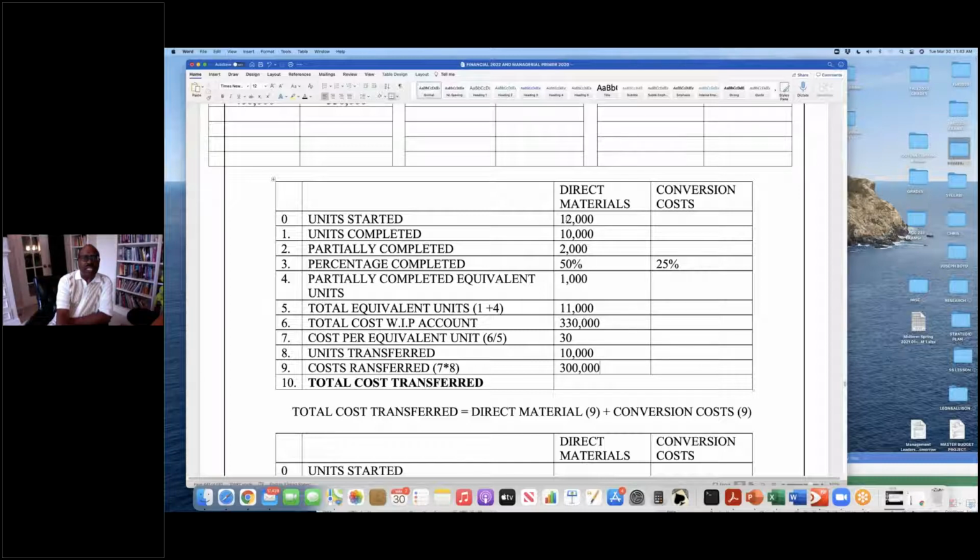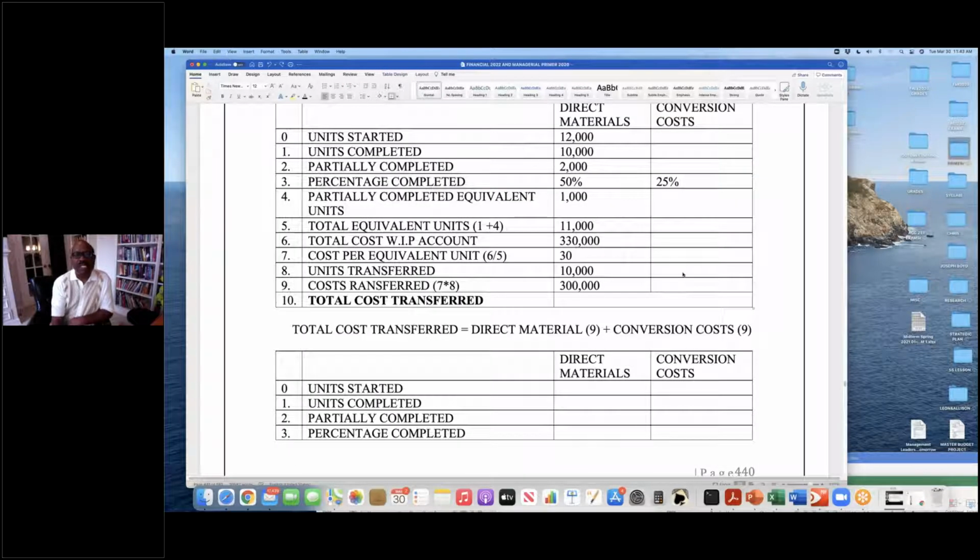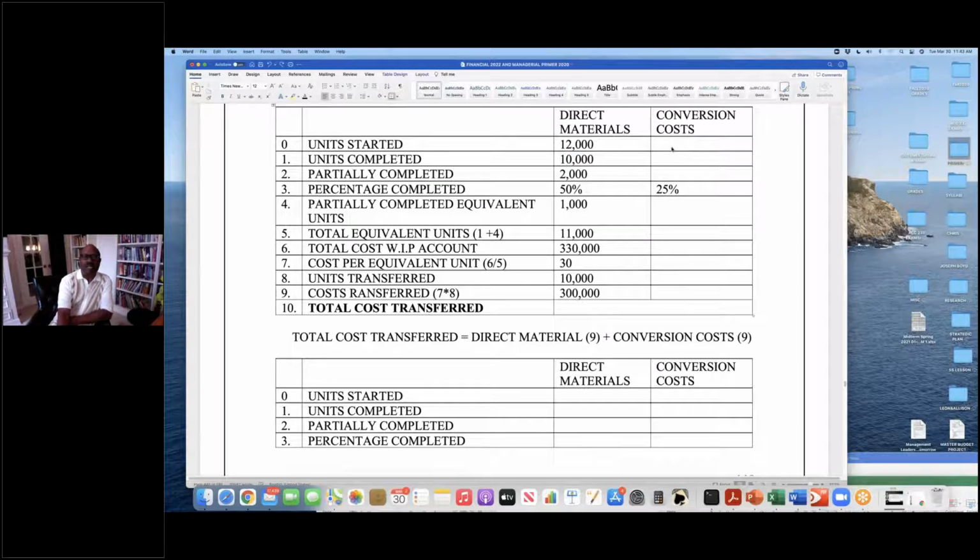Well, one thing you know, these top three lines are the same over here. So 1,000, 10,000.